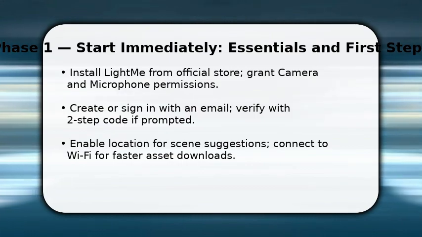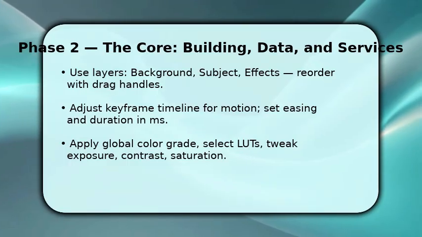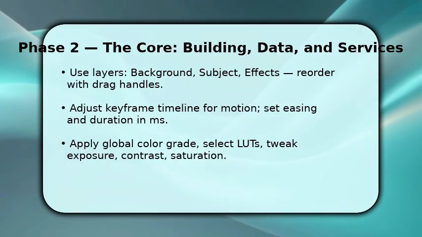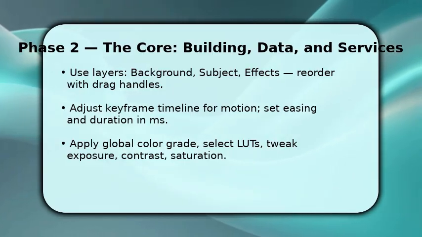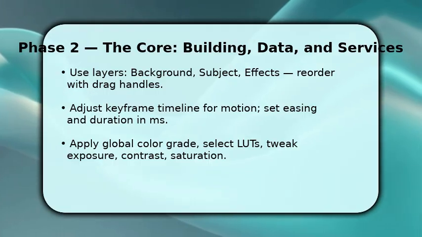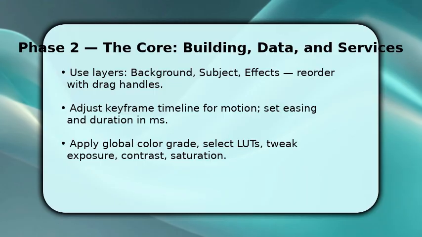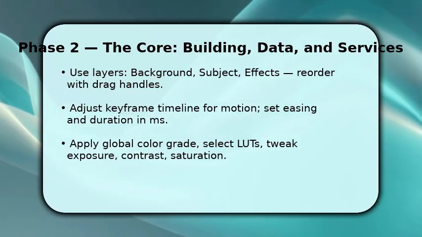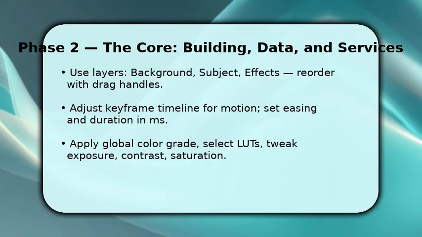You'll now refine the scene using layers and timelines. Add your subject, then place effects above it. Drag layers to reorder and lock any that shouldn't move. Next, switch to the keyframe timeline to animate light intensity and position. Set easing to make motion feel natural and pick precise durations in milliseconds for sync.